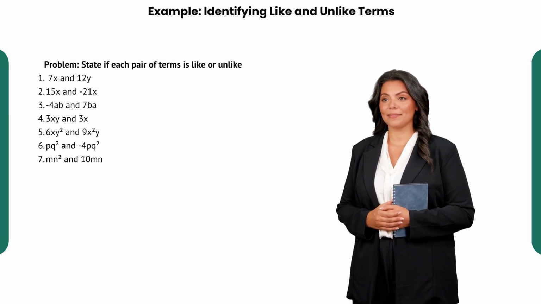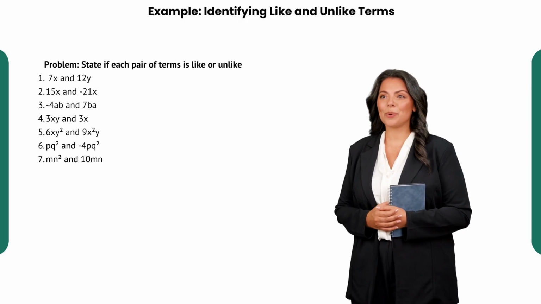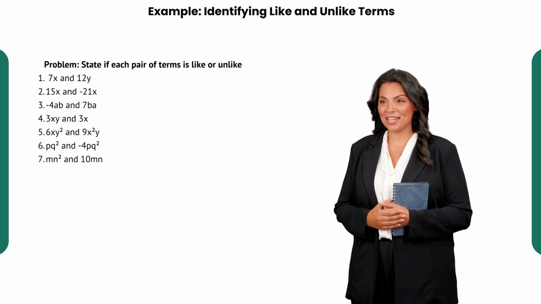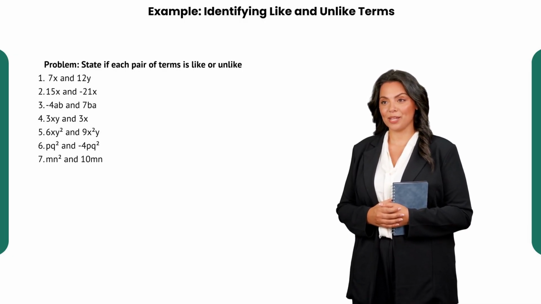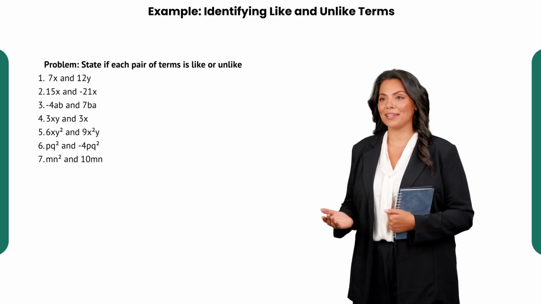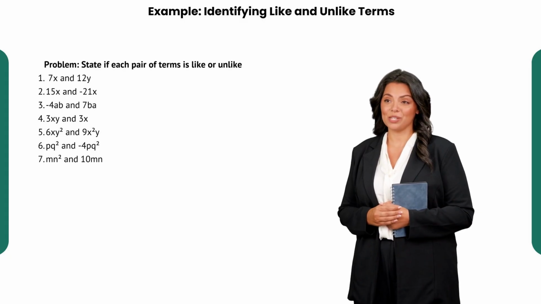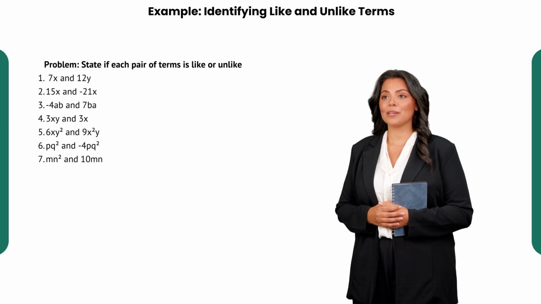Pair 3, negative 4ab and 7ba. At first glance, variables may look different order-wise, but remember, multiplication is commutative. ab equals ba. So, these have the same variables and are like terms. Pair 4, 3xy and 3x differ, since the first term has y and the second does not. They are unlike terms.